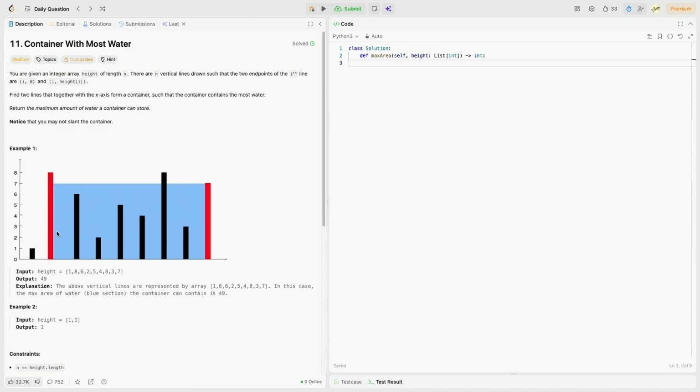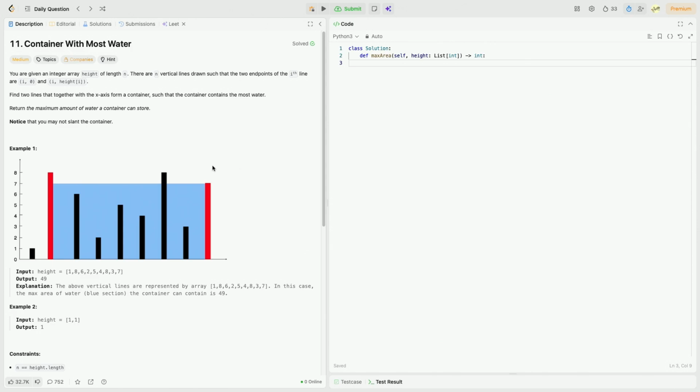So the premise is that we are given an array of numbers that represent heights, and each height represents the height of a line or a bar. And our task is to calculate how much water we can trap at most between any pair of bars in this scenario.